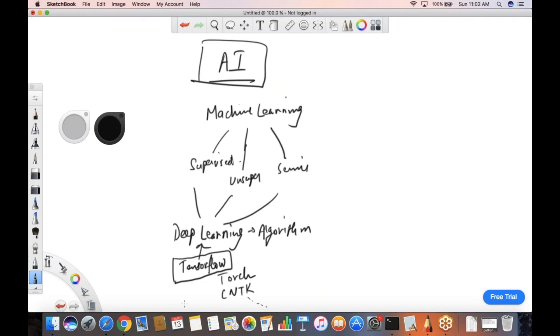What do you think is the future of deep learning? Hard to say, but definitely for the next 10 years, it's here to stay. Unless, of course, something greater comes along.